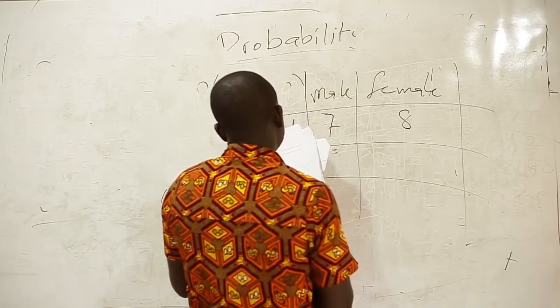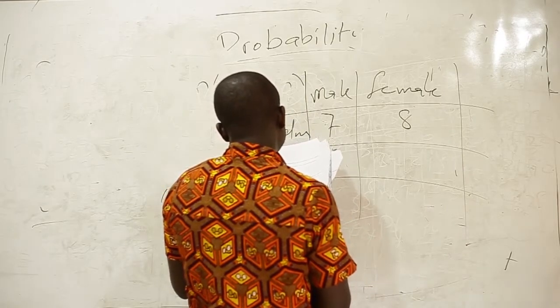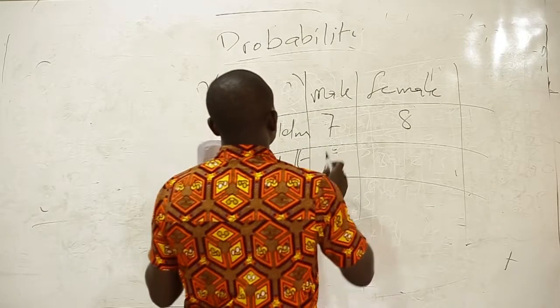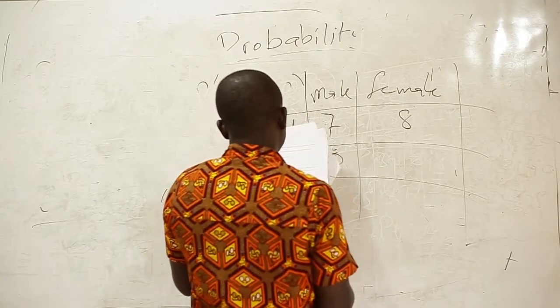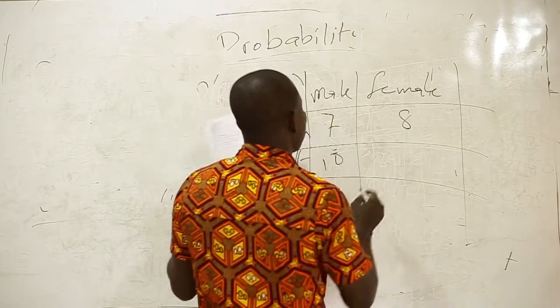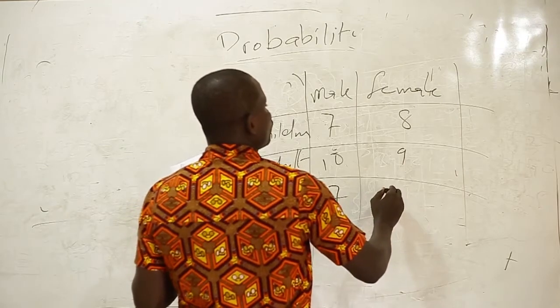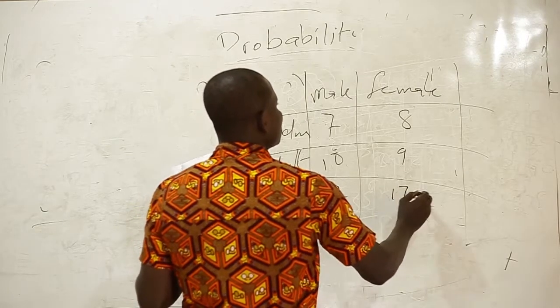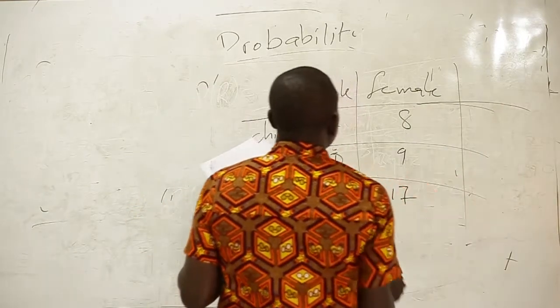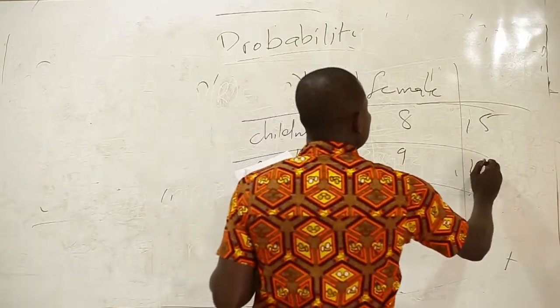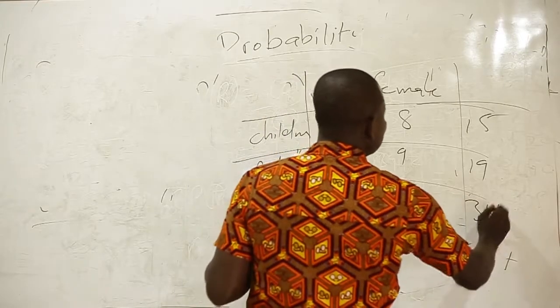So here is 8. In the same household are 10 male adults. When you read it, 10 male adults. So adult male is 10. Then what? 9 female adults. Here is 9. So once again, here is 17, right? Here is also, I think, okay, 17. Okay, that is how it is. So we add here becomes 15. Here becomes what? 19. And when you sum up, you get 34.